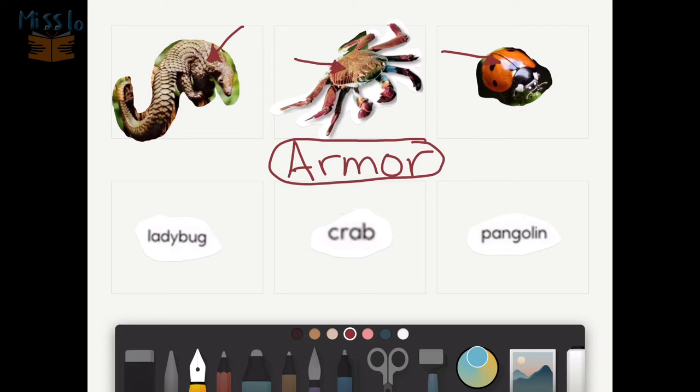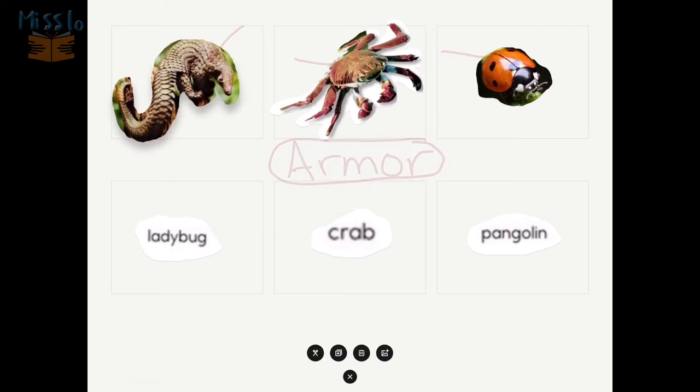Armor. So we have this animal here. It's called a pangolin. So let's look for the word pangolin. Is this a pangolin? Yes or no? No, right. Is this a pangolin? No. Is this a pangolin? Yeah, right on. This is a pangolin. And that goes right here.